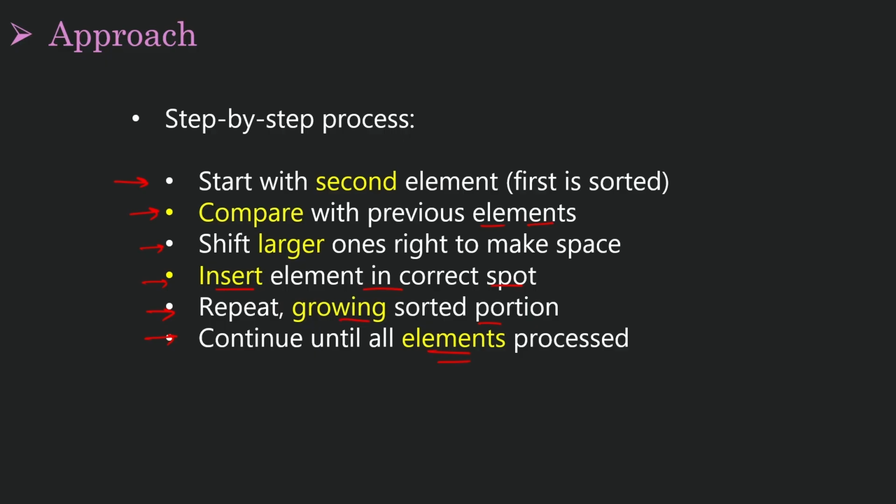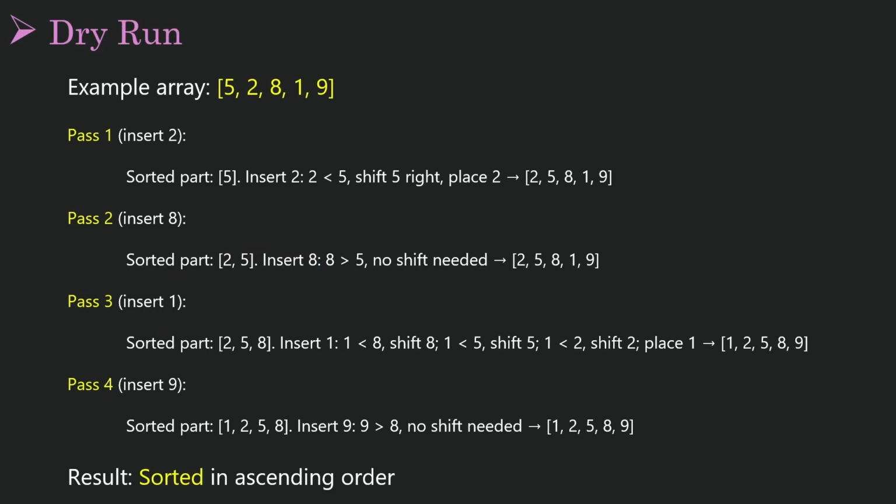Want to see it? Yes, same array. Dry run. Using 5, 2, 8, 1, 9. Initial array, 5, 2, 8, 1, 9. Pass 1, insert 2. Sorted part, 5. Insert 2. 2 less than 5, shift 5 right. Place 2: 2, 5, 8, 1, 9.